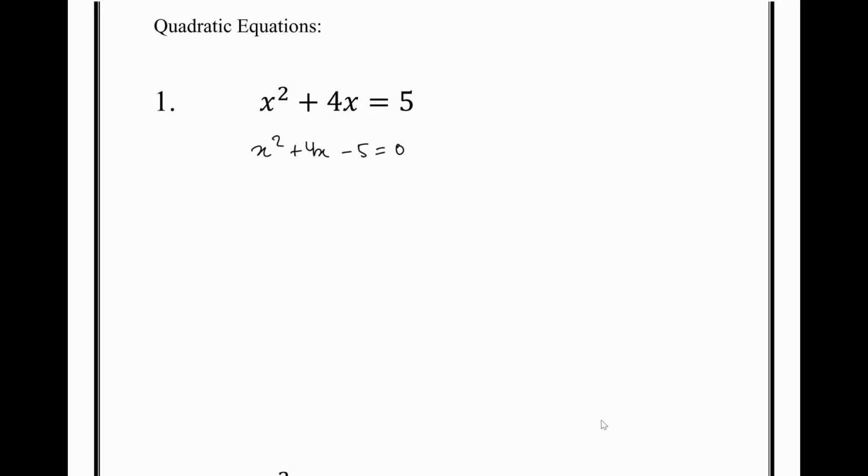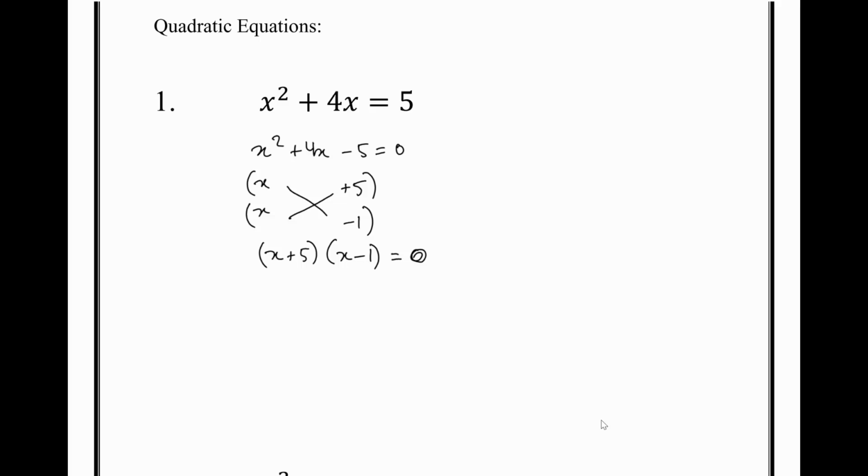Now we look at the multiples of minus 5, and we'll get 1 and 5, and we also have x. So we need to add 1 and 5 in such a way that we end up with plus 4. Since 4 is positive, then the larger constant on the cross has to be the positive, and the lower one has to be the negative. This just gives us plus 5 minus 1. Next, we bracket it such that it's x plus 5 times x minus 1, which is equal to 0.